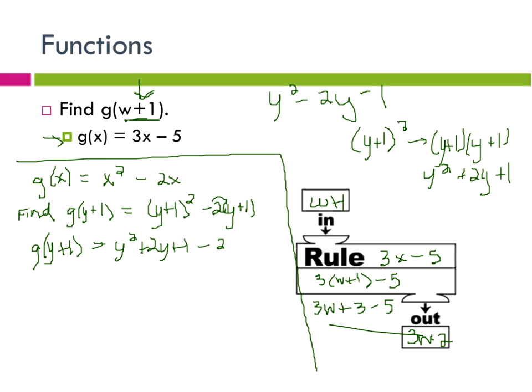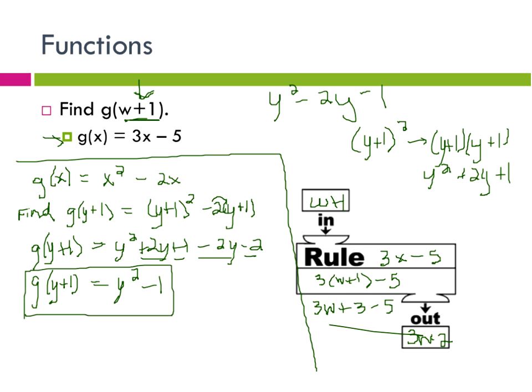We're subtracting from that 2 times y and minus 2. So that means now when we combine our like terms, g of y plus 1, we would get y squared plus 2y minus 2y. Those are actually adding up to 0 y's. Then we have a plus 1 and a minus 2. So we're left with negative 1. So g of y plus 1 equals y squared minus 1.